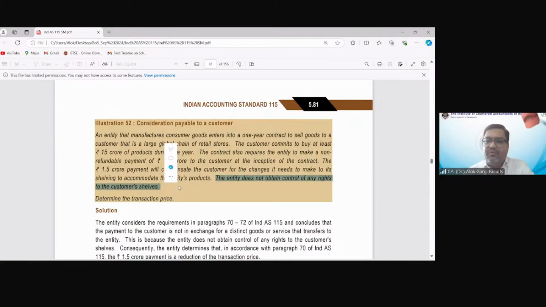My question to you is, the entity is selling goods worth 15 crore rupees, right? That is the revenue, that is the transaction price. But this entity is also paying rupees 1.5 crore to the customer. So my question to you is whether the revenue is 15 crore and cost is 1.5 crore, or the revenue is 13.5 crore. What is the answer?